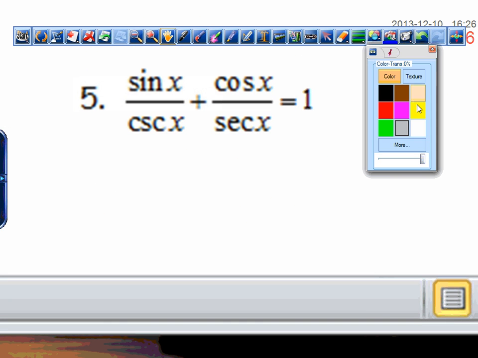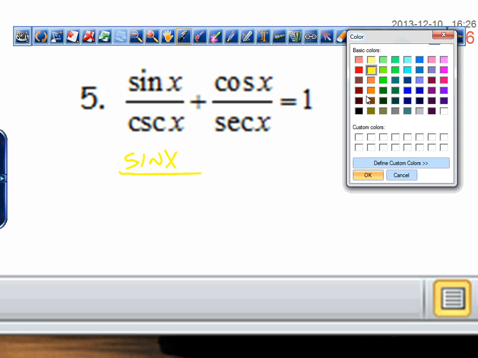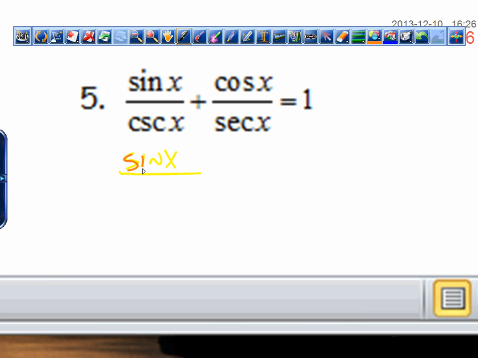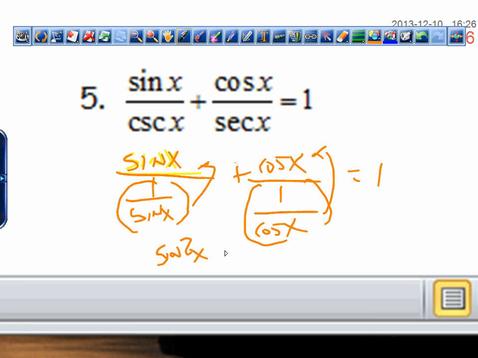This one is way easier than it looks. Maybe it doesn't look that easy, but sine, I don't know if you can see that or not. I'll go with orange. Cool. Sine x, cosecant is 1 over sine x, plus cosine x, 1 over cosine x equals 1. Well, when you flip this and multiply, you get sine squared x plus cosine squared x, which is 1. So 1 equals 1. Boom.